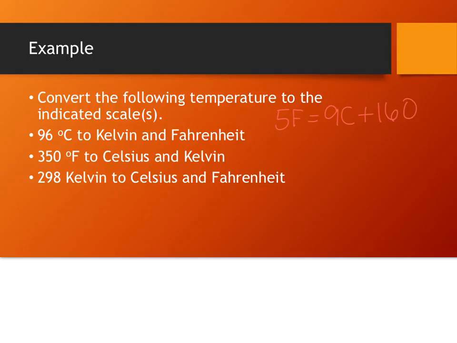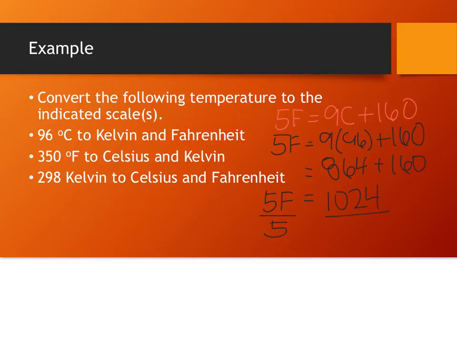And now we can actually plug in our Celsius. So 5F is equal to 9 times 96 plus 160, which when you add that together, you get 864 plus 160, which is equal to 1024. Okay, if we divide both sides by 5, since we're trying to get F by itself, we get that F is equal to 204.8 degrees Fahrenheit.